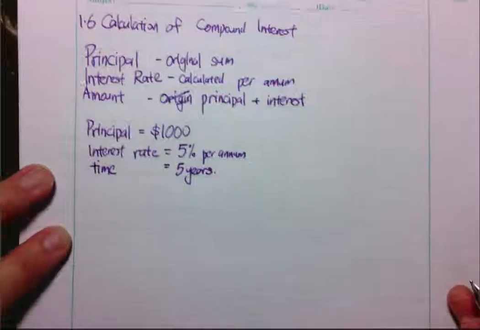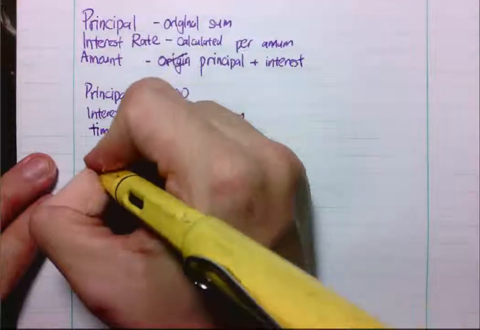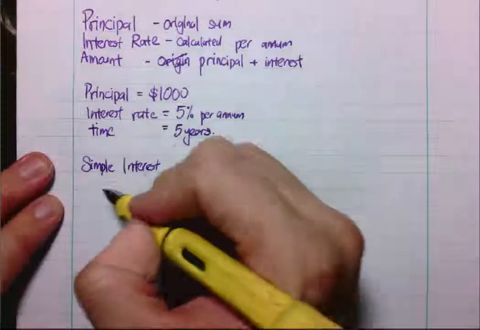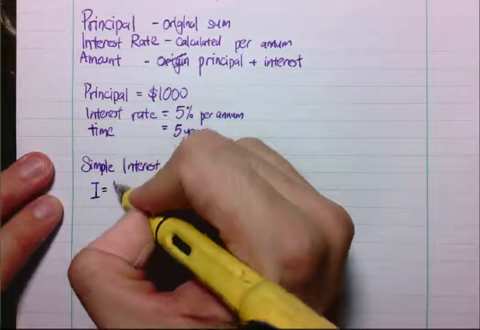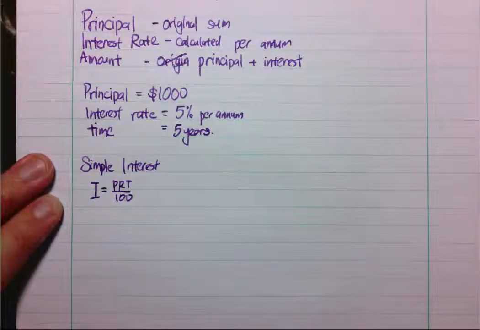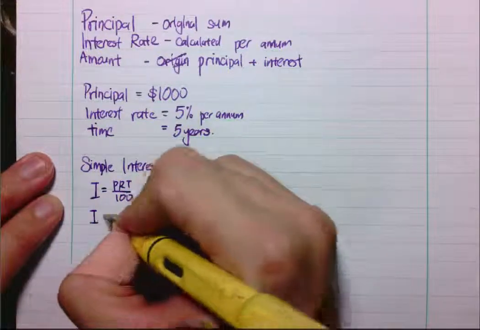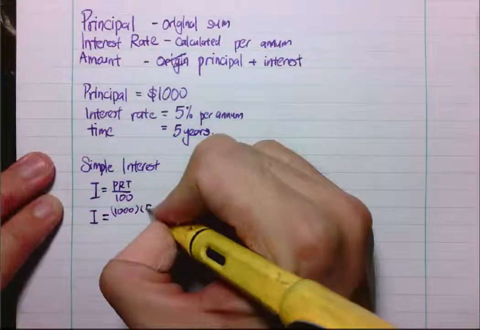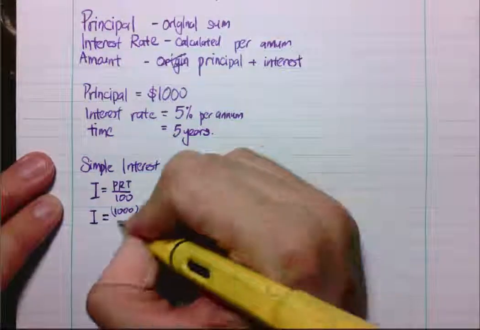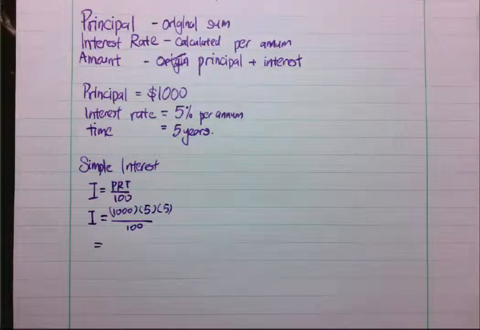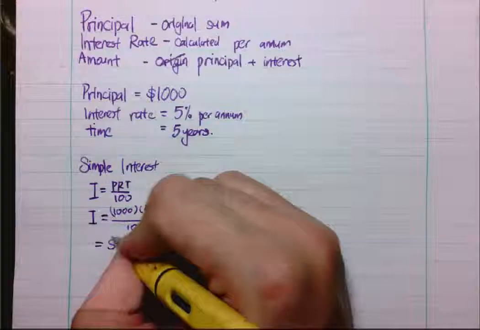First and foremost, let's divide the page into two columns. For simple interest, we learned that the interest is equal to PRT over 100. So in this case, the interest for simple interest is the principal, which is 1,000, the rate is 5%, the time is 5 years, over 100. You key everything into your calculator, and you find that your interest is 250.